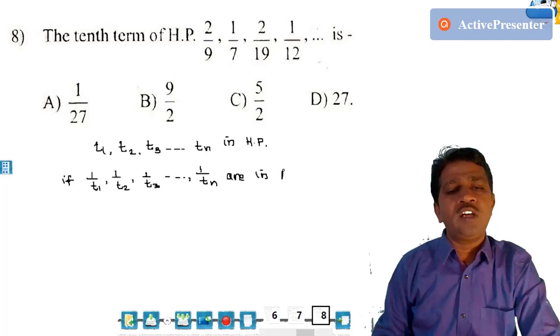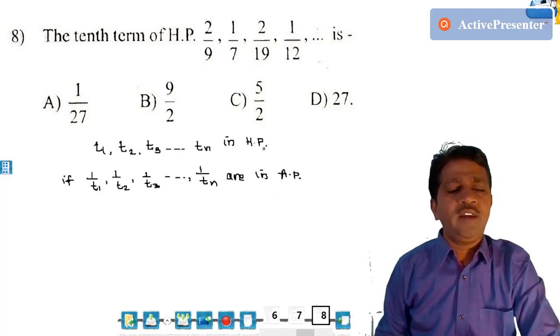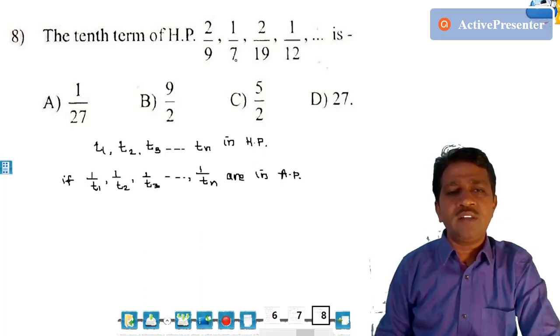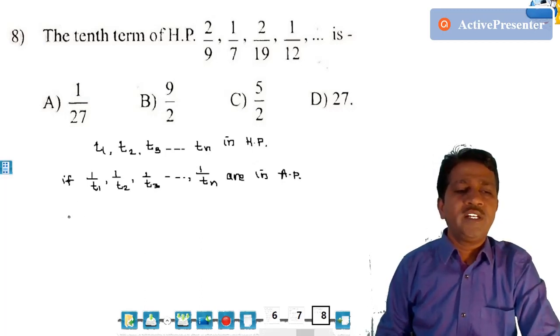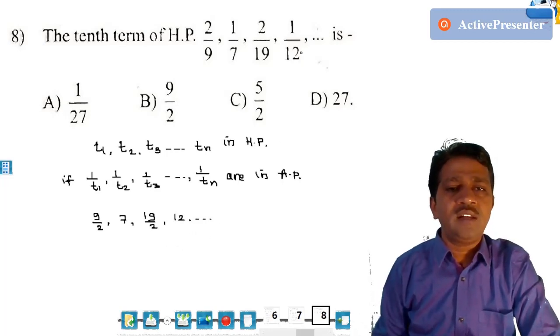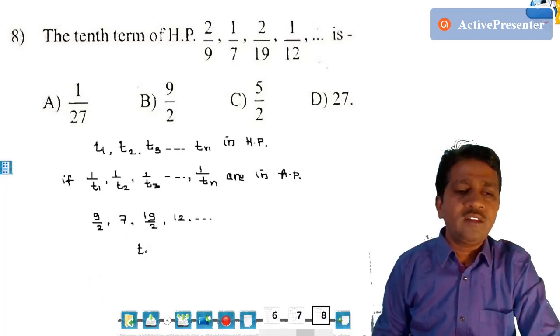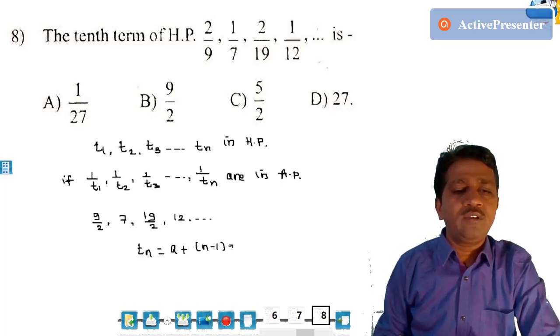So using the formulas from AP, we can find HP. Using the formula for the nth term of AP, we can find the nth term of HP, any term of HP. So it is given that this is an HP and therefore its reciprocals, that is 9 by 2, 7, 19 by 2, 12, must form an AP. So in AP, the formula for the nth term is known. It is A plus n minus 1 into D.